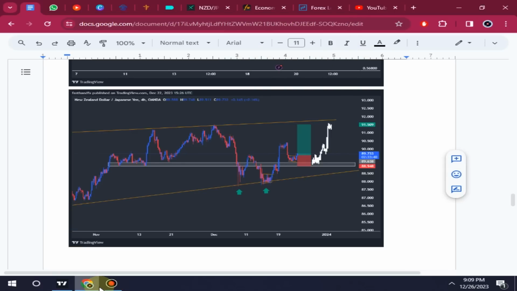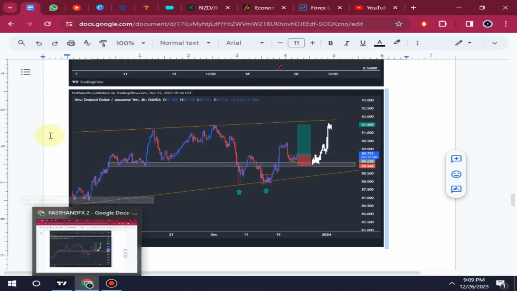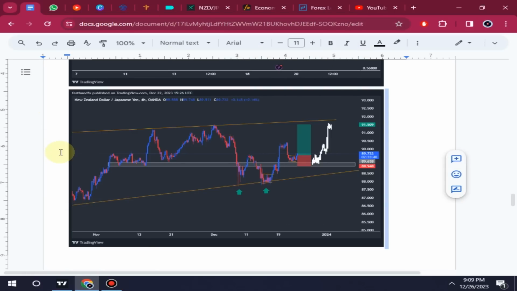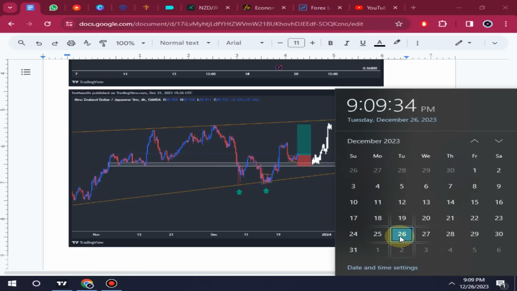As usual, guys, I do document my entries. I document my positions before the trade makes movement. Check the dates. Today is 26th December right here on my right. You see, today is 26 right there.